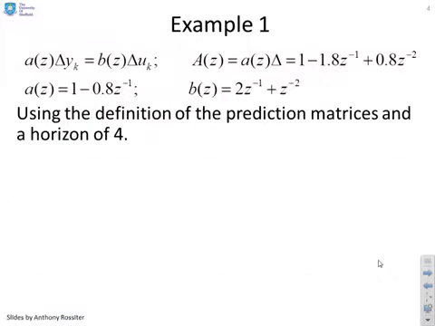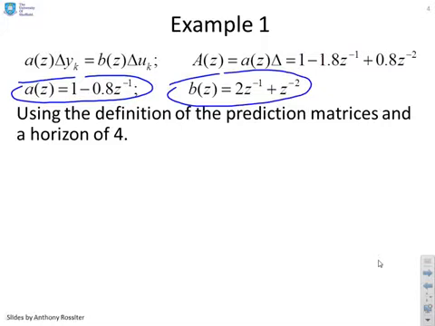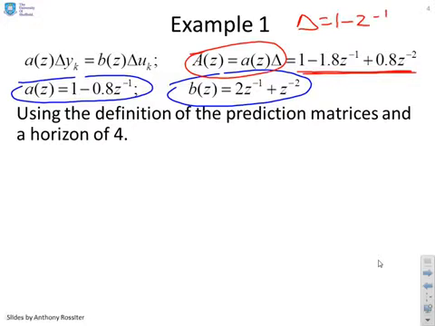First example then. We're going to take an A here, 1 minus 0.8 z inverse, and a B, giving us 2 z inverse plus z to the minus 2. Very simple system so that you can see the numbers and you can see what's going on. If you calculate capital A, which is A delta, and you may remember delta is 1 minus z inverse, if you multiply that out, you see this is capital A, 1 minus 1.8 z inverse plus 0.8 z to the minus 2.